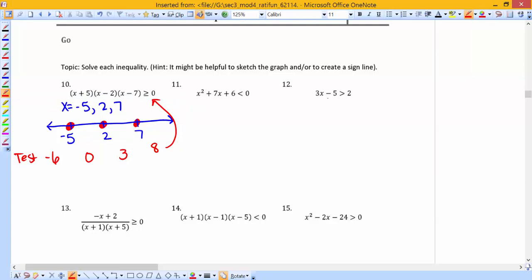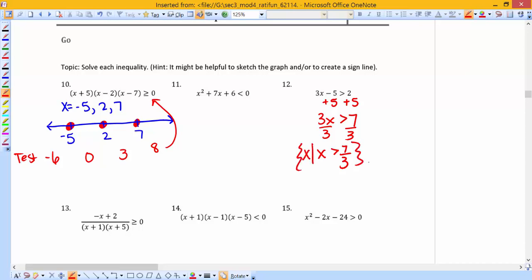12 is different. How is 12 different than any of these other ones? When I look at 12, I just see one x. I don't see exponents other than the one that's there. It's just very straightforward. 3x minus 5 is greater than 2. Well, that's nice. You can actually just solve this one. So 3x is greater than 7. There's no guessing here. It's just one variable. Divide by 3, and x is greater than 7/3. You don't even need to test. That is your solution.